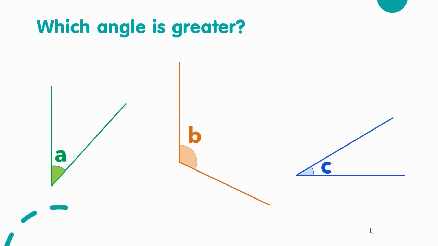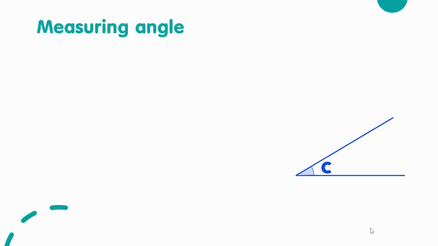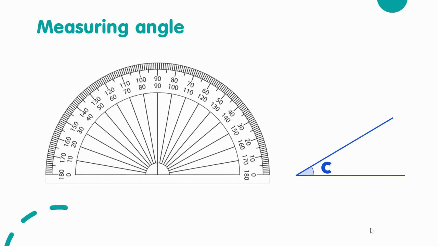So to answer this question, if you are able to actually move one of the angles and overlap it with the other, you are able to compare the amount of turning and conclude that angle B is indeed greater than angle A. But what if this is not possible? Then you will need to measure the angle. So to measure an angle, you need the measurement tool called the protractor.